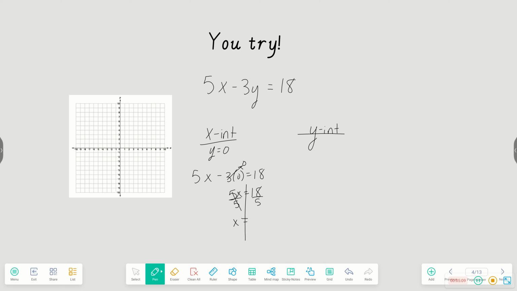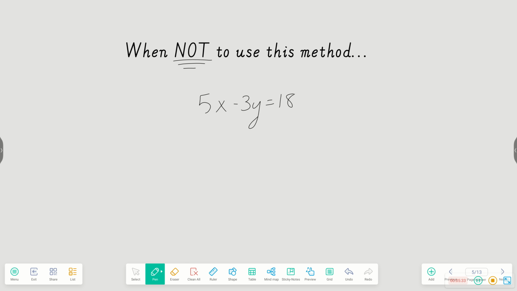We do not want this when we are graphing x-intercepts and y-intercepts to graph an equation. It's just not great practice because we can't be very accurate with that. I'm going to get a decimal here, and I don't know about you, but I don't know how to graph a decimal on here. It's not going to be exactly where it needs to be. I could approximate it, but it's just not going to be a great graph. So this is when you do not want to use this method.